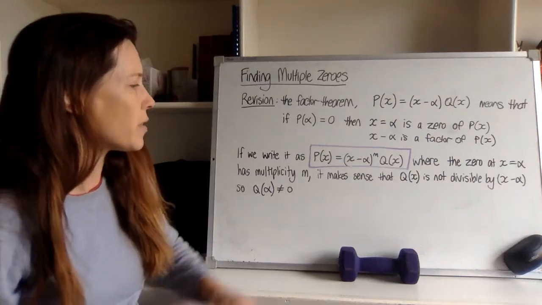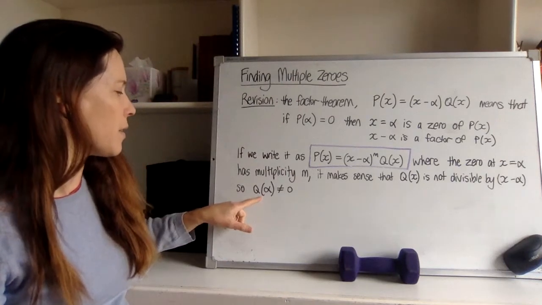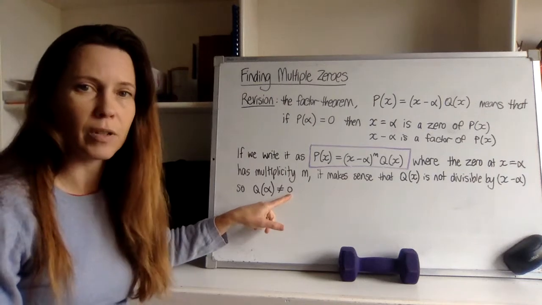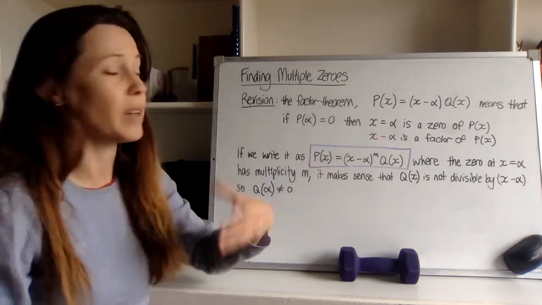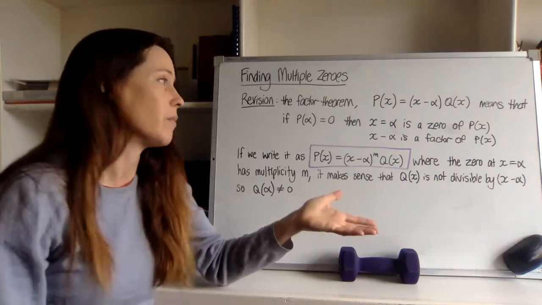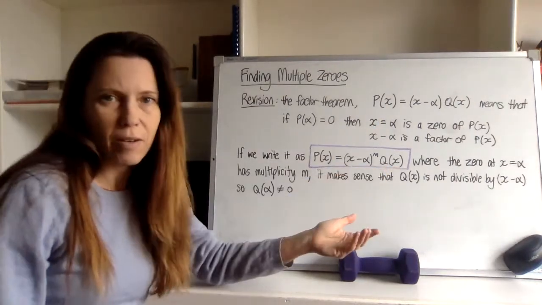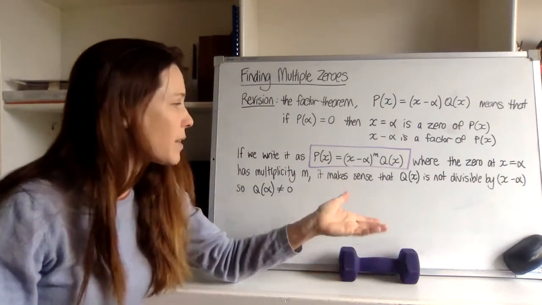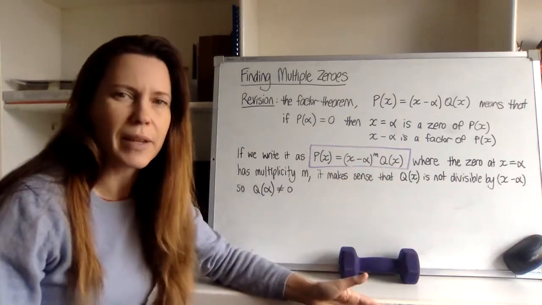Now, if q of x is not divisible by x minus alpha, then it stands to reason that q of alpha won't equal 0. Okay, so in other words, just as when p of alpha equals 0, we know that alpha must be a 0 of p of x, well, if q of alpha isn't 0, then alpha can't be a 0 of q of x, and x minus alpha can't be one of the factors of q of x. Does that make sense?